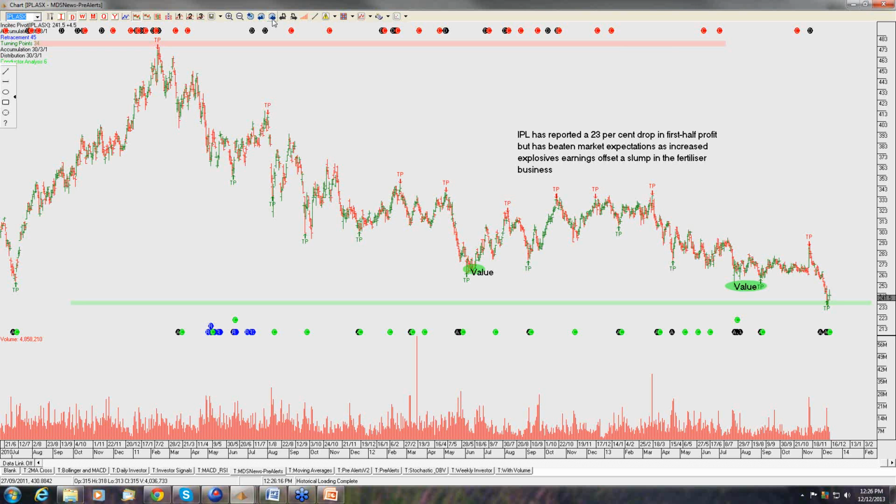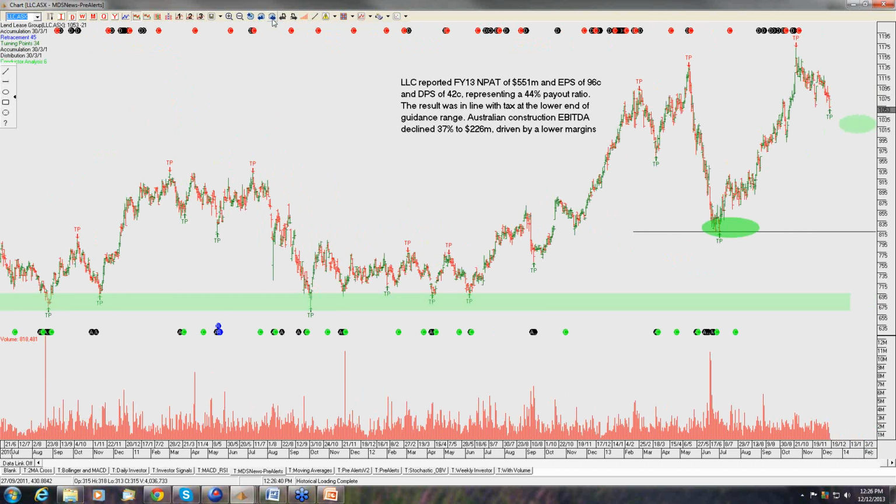So it really is a story of, are we at the bottom of the cycle for DAP prices? And I think we probably are. I'd expect towards the end of 2014 and into 2015 to see that backdrop improve, and that should help to underpin some earnings growth for IPL and see a turnaround in their share price.